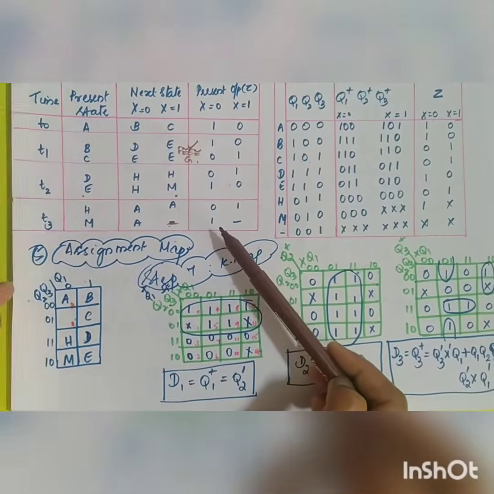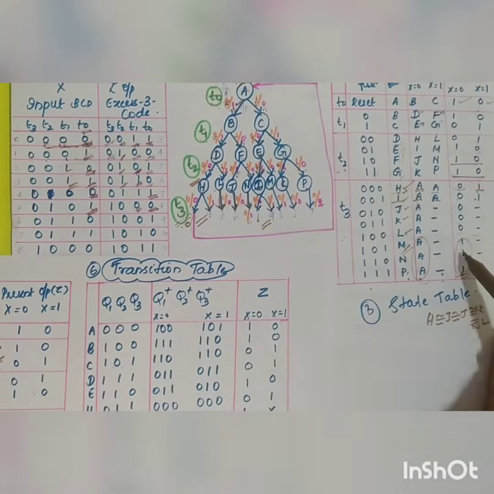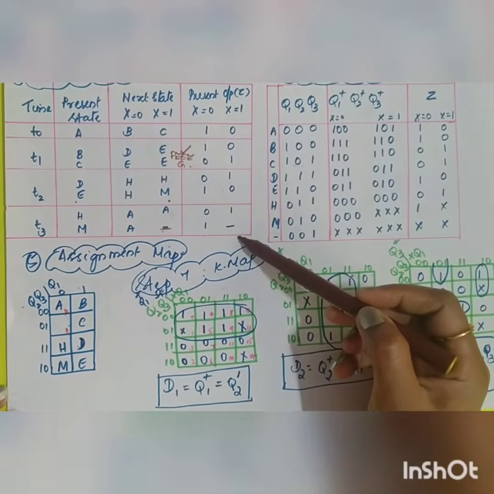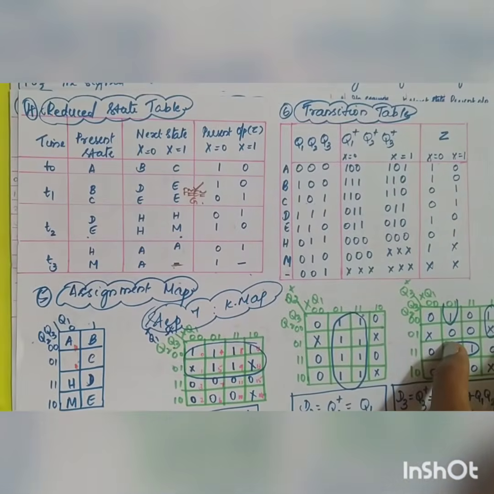It is 0, 1 and 1 dash. So here it is 0, 1. I have made it into 1 and 1 and dash. That's what is written here, 0, 1 and 1 and dash. This is how you have formed your reduced state table.